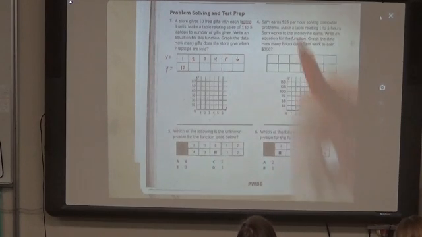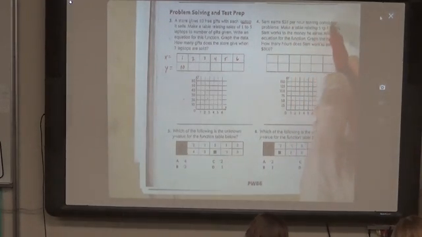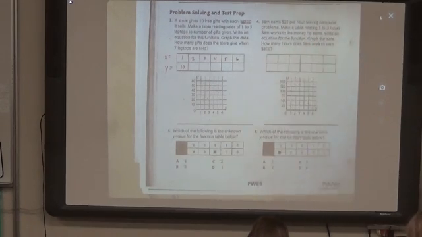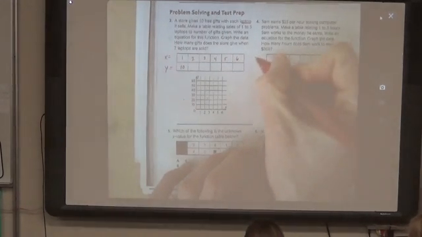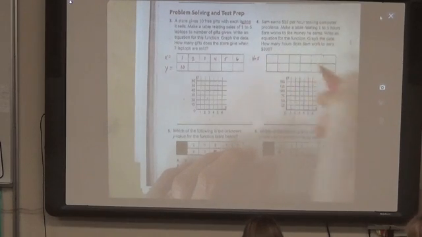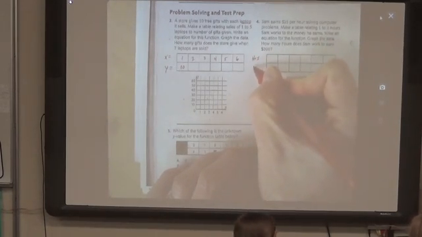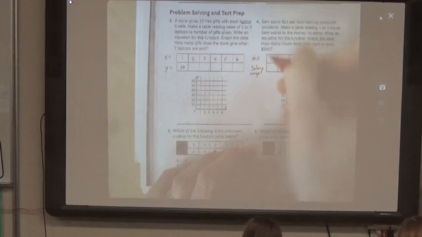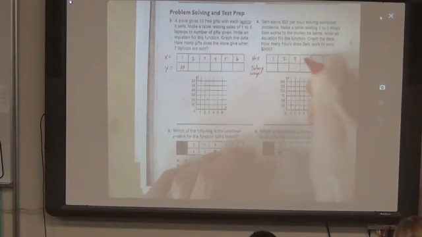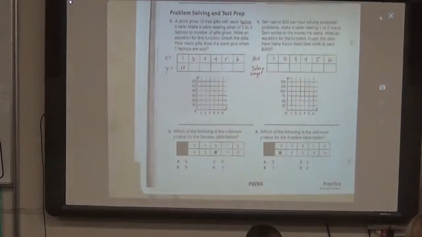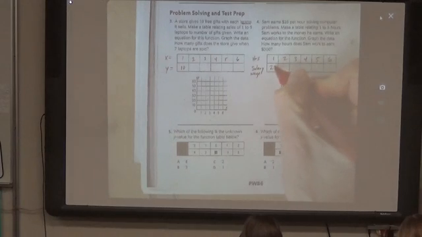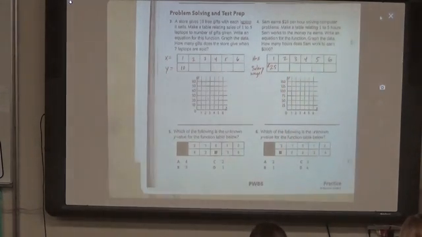Number 4. Sam earns $25 per hour solving computer problems. Make a table relating 1 to 5 hours. So, if this is the hours, and this is the salary, or the wages, 1, 2, 3, 4, 5, 6. For every hour, he earns how much? 25. 25. And so on.